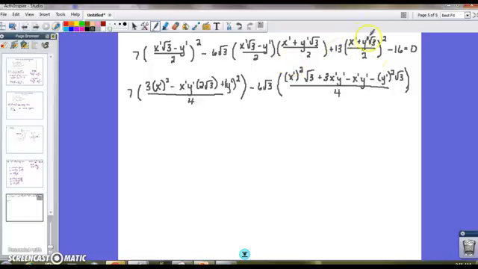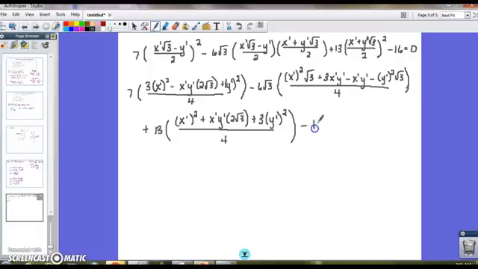Okay, so now I'm on this third part here where I have to expand that one. I'm just going to write it below it here. So that would give me plus 13 times, so I have x prime squared plus x prime y prime times 2 root 3 plus 3 y prime squared, all of that over 4 minus 16 is equal to 0.